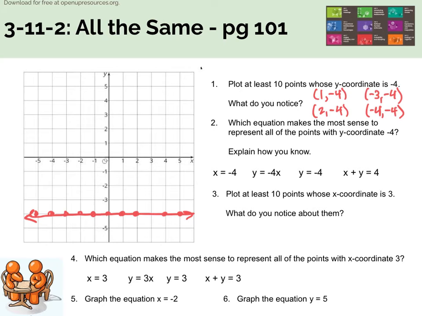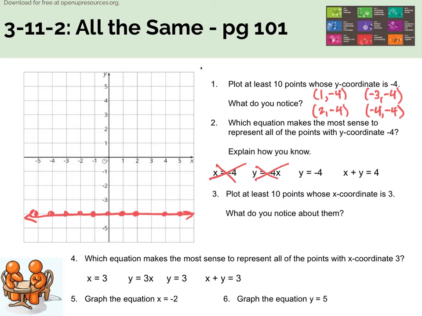All right, number 2. Which equation makes the most sense to represent all of the points with y-coordinate -4? Pause and answer that question at this time. All right, let's walk through them. y equals -4x. Remember, this is my slope, and my y-intercept would be 0, so this is a proportional relationship. Would that work for my equation? Not really. What about x equals -4? Well, it told me that the y's were -4, so that wouldn't work either.